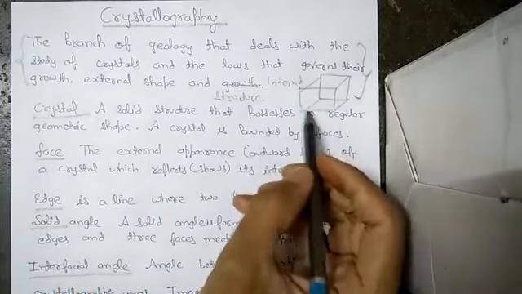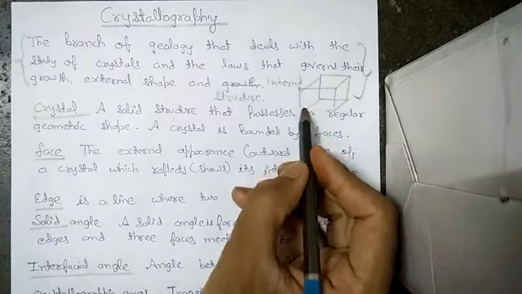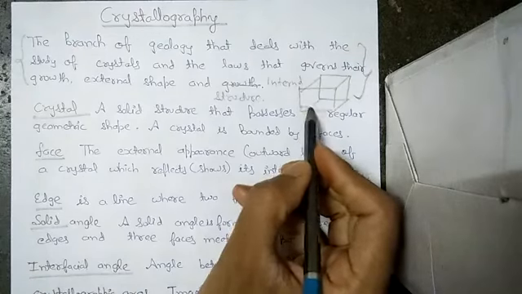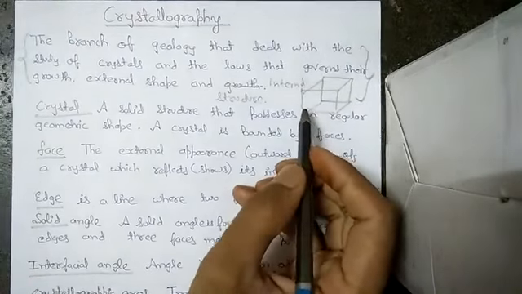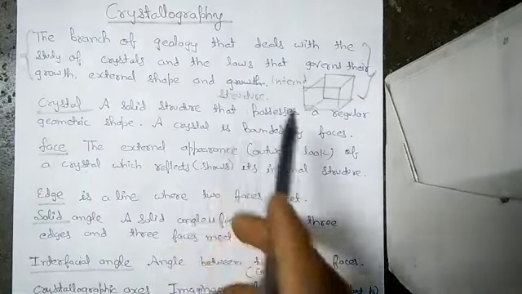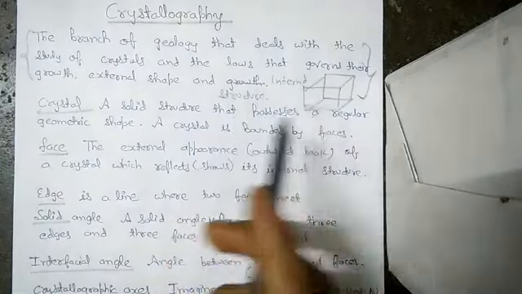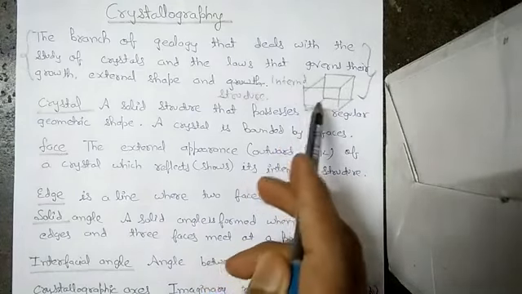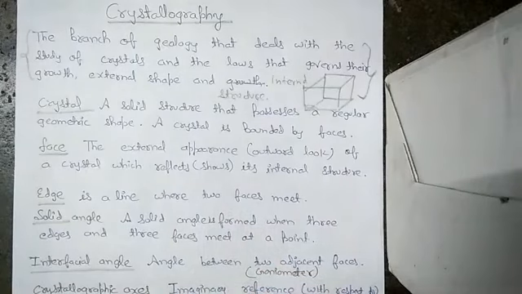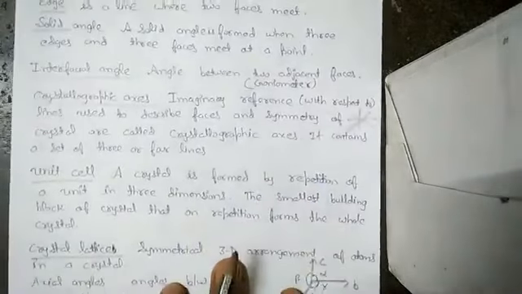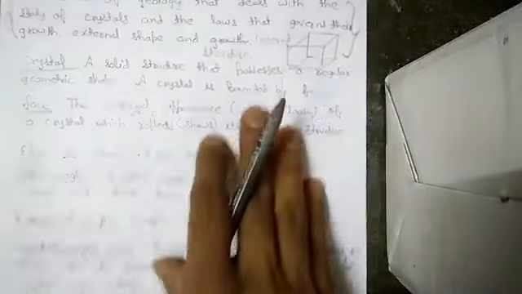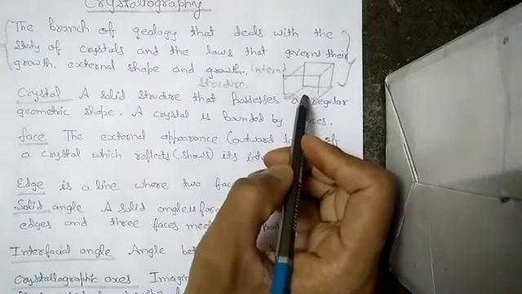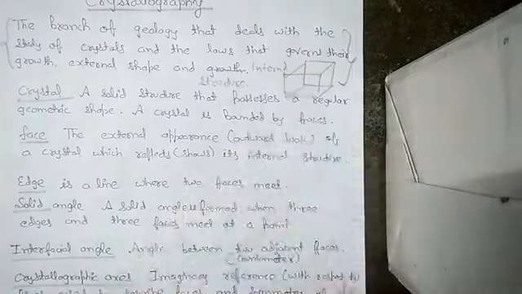Solid angle. See, a solid angle is formed where three lines meet. So 1, 2, 3. The angle made here is called a solid angle. A solid angle is formed at a point where three lines or three faces meet. You can see this face, this downward face and this forward face are meeting at this point, so a solid angle is formed there. What is the interfacial angle? The interfacial angle is the angle between two adjacent faces. This is a face and this is the downward face. The angle between them is 90 degrees. So this is the interfacial angle.